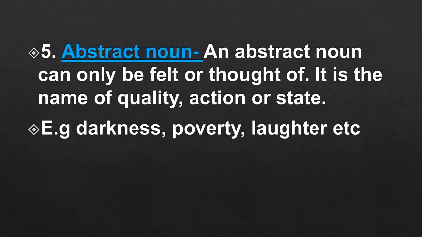Fifth is abstract noun. What is an abstract noun? An abstract noun can only be felt or thought of. It is the name of a quality, action, or state. It means basically we cannot touch abstract nouns. We can only feel them. For example, darkness, poverty, laughter, etc.